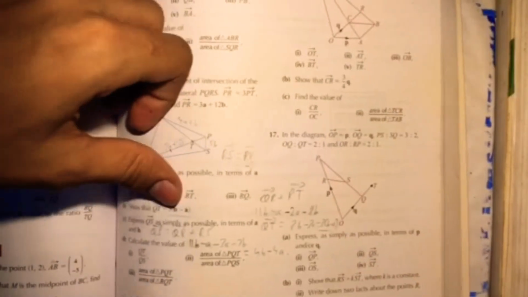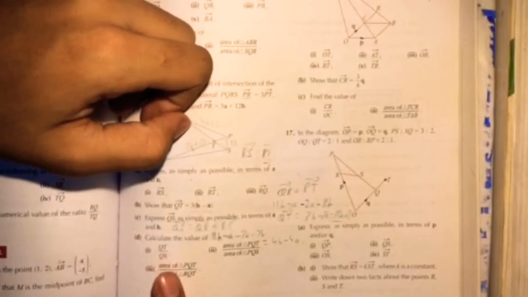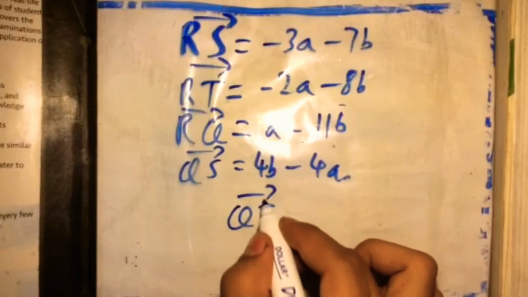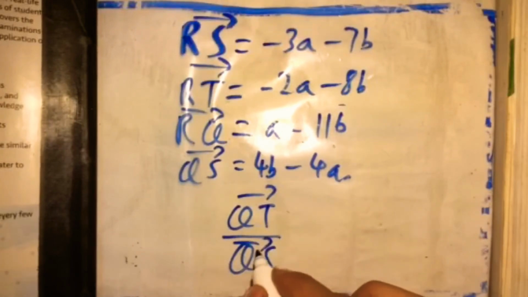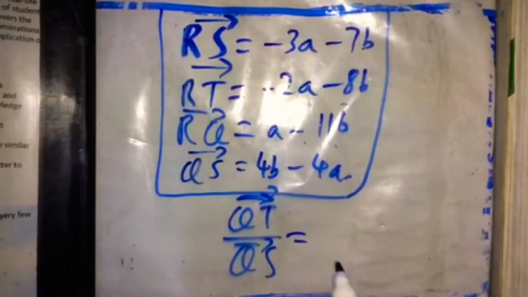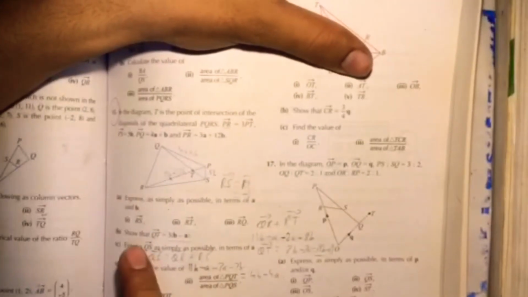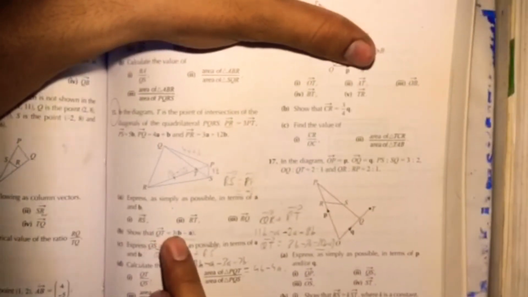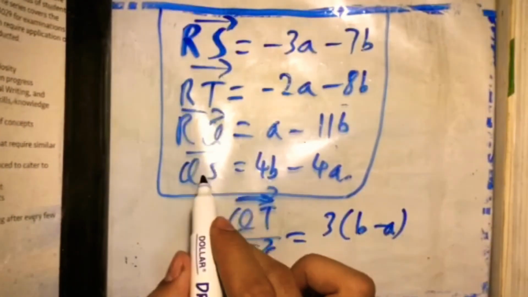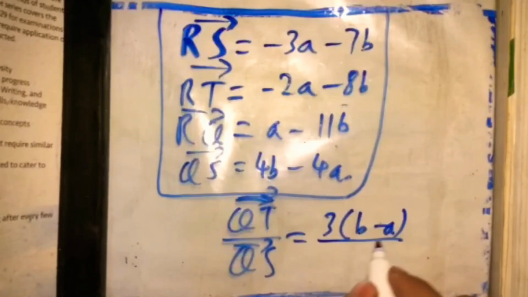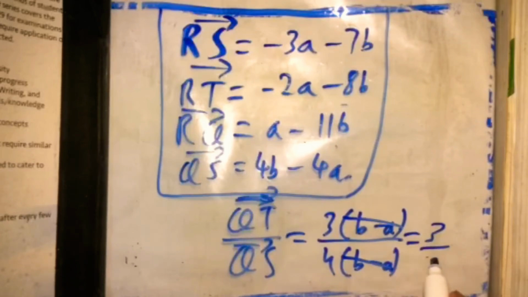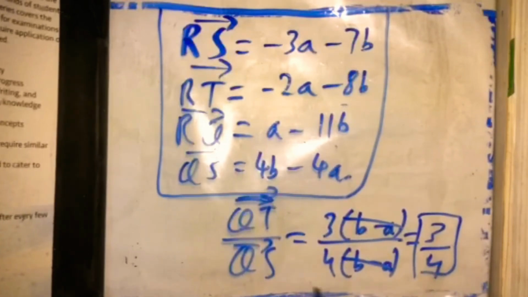Now the next part says calculate QT upon QS. QT, we found that QT was 3 times (B minus A) and QS is 4B minus 4A. So taking 4 common, it's 4 times (B minus A). B minus A gets cancelled, 3 upon 4. This is QT upon QS.